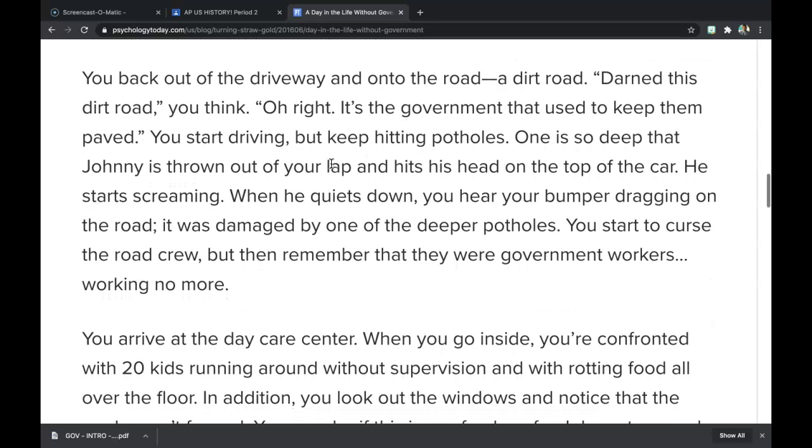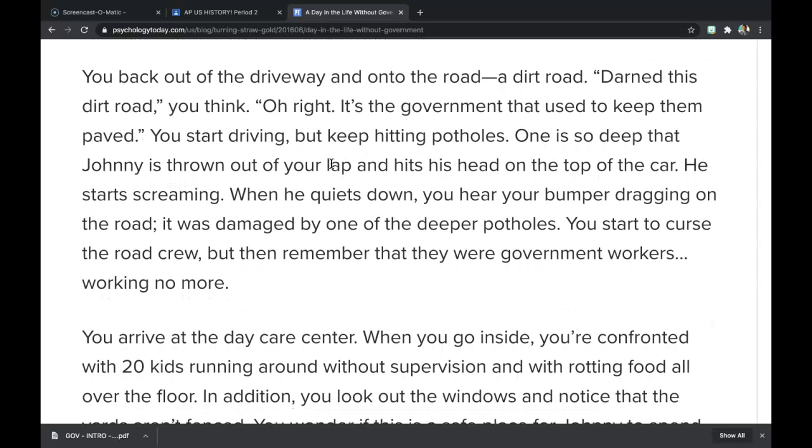You go back out to the driveway and onto the dirt road. Darn this dirt road, you think. Oh right, it's the government that used to keep them paved. You start driving, but you keep hitting potholes.